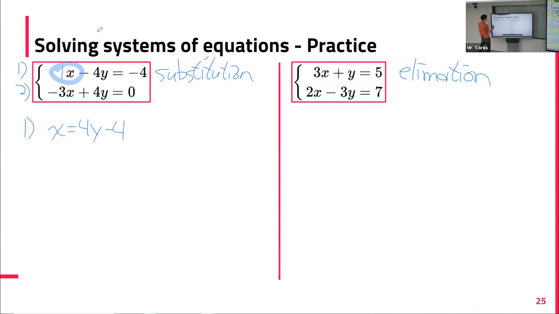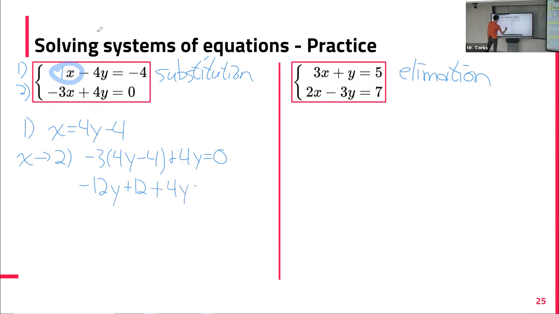Substitute into the other one. Equation 2, so -3 times (4y minus 4) plus 4y equals 0. So -12y plus 12 plus 4y equals 0. Gather our terms here. We have -8y, so negative 12 plus 4, move that to the other side: -8y equals -12. So y is equal to 3 over 2.